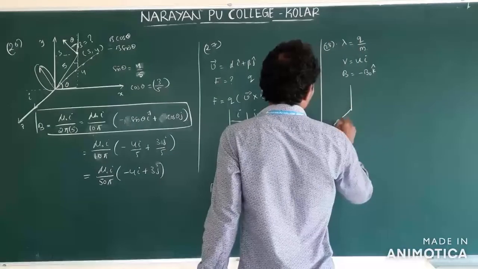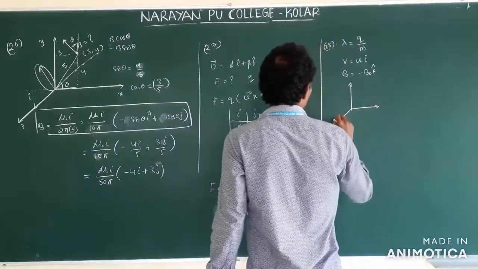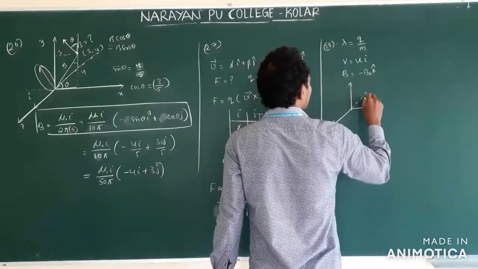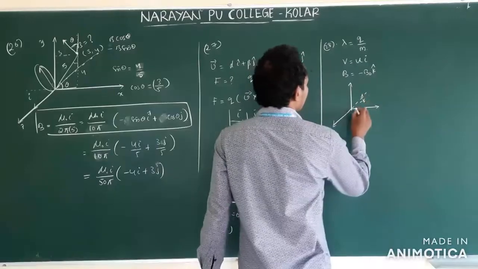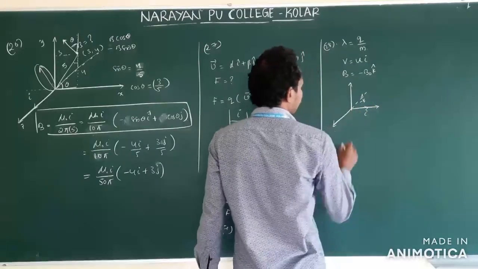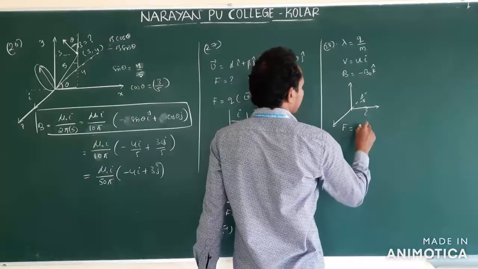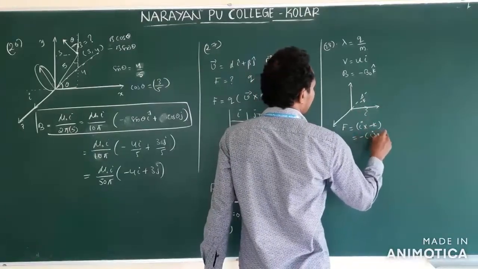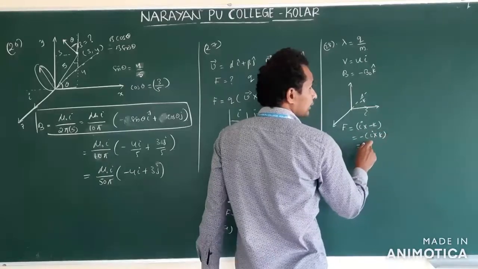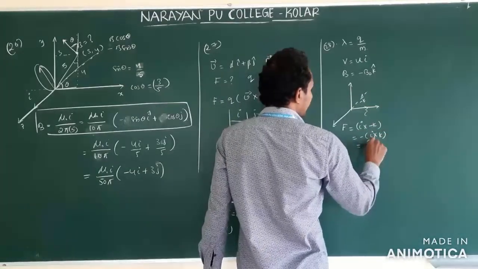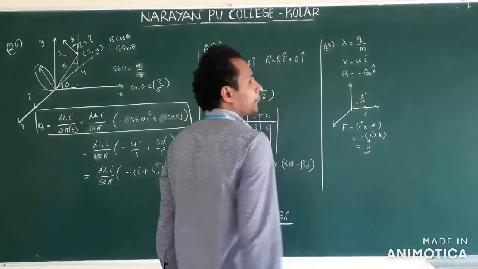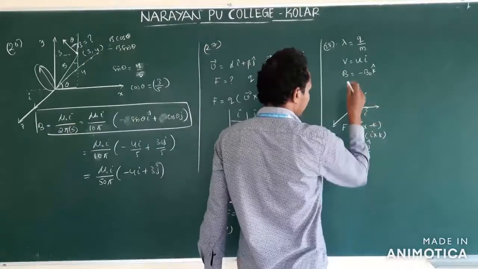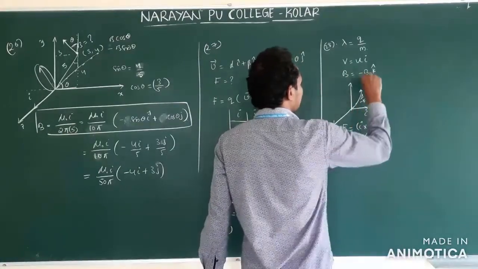Again, first we need to find the direction of the force. B is acting in the negative k direction, and v is acting along the positive x axis. Force is v cross B, that is i cross minus k, which is minus i cross k. i cross k gives minus j, so minus of minus is plus j. The force is acting along the positive y axis.